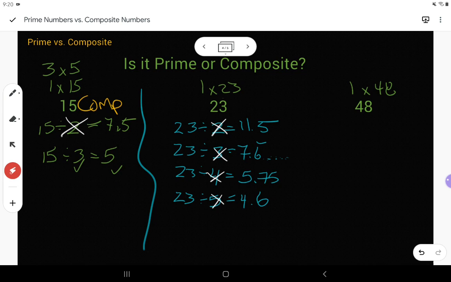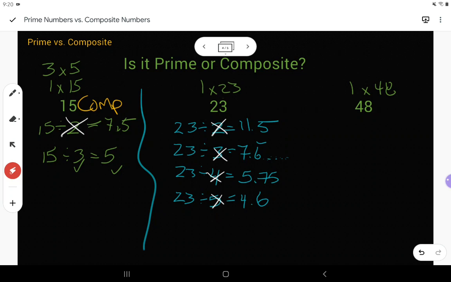Now, I could keep going, and I could try dividing by 6, and then dividing by 7, and then dividing by 8. But you know what? I divided by 4, and it didn't work. And I divided by 5, and it didn't work. And when I divided by 5, I got 4 point something. And when I divided by 4, I got 5 point something. So now my answers here are starting to be in between the numbers I've already tried dividing by. That means nothing is going to work.